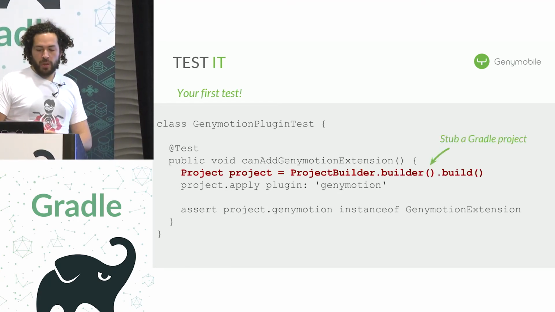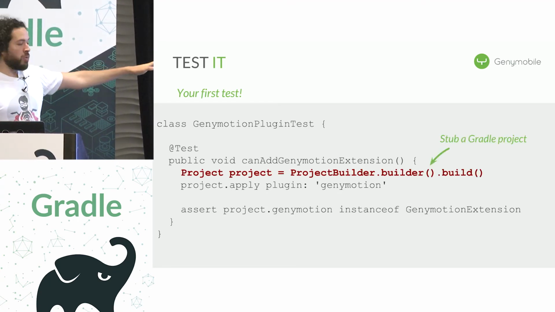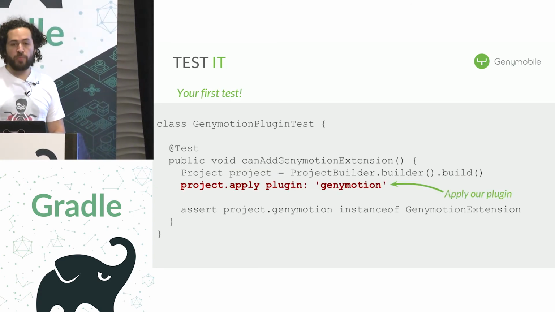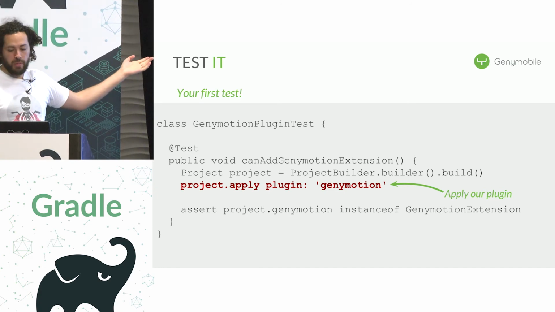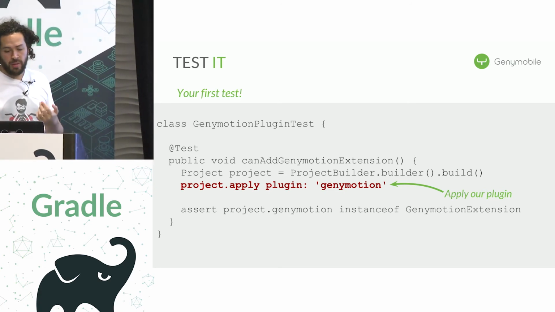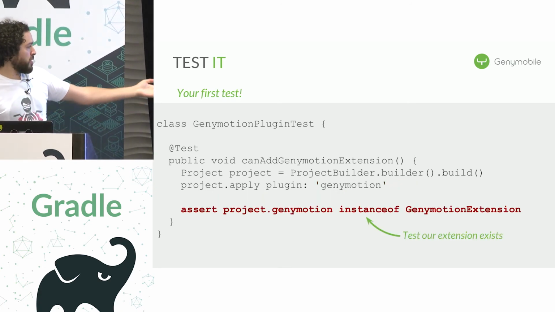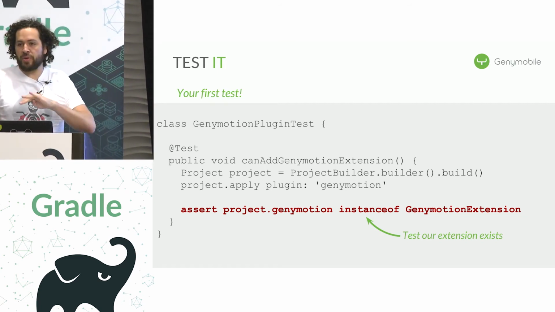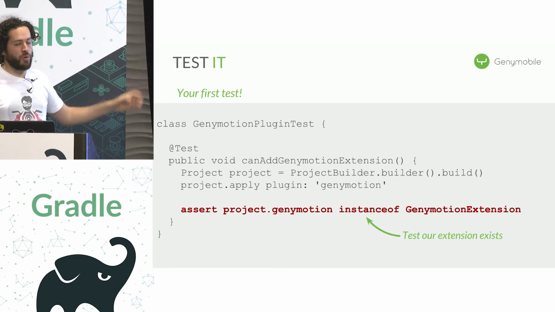So what we are doing, we use the project builder to create a project. Then we apply our own plugin, which is called Genymotion in our case. And then we check, in this case, that the extension is of the good type. That's a very simple test, just to show you how to use the Project Builder API.